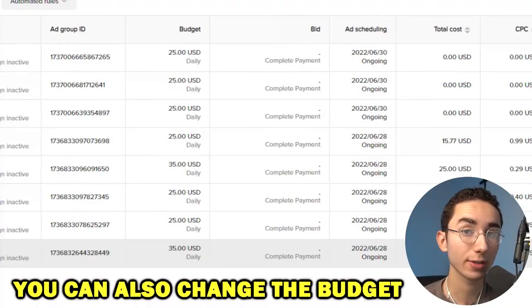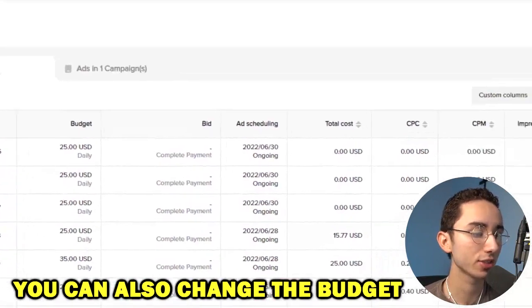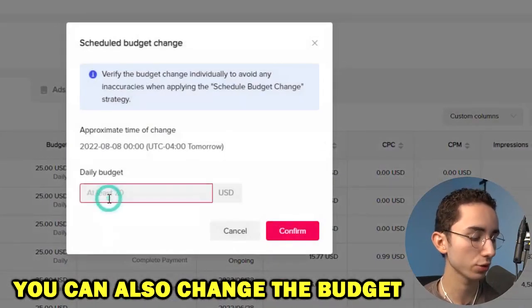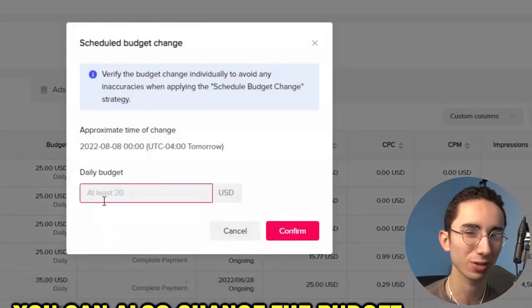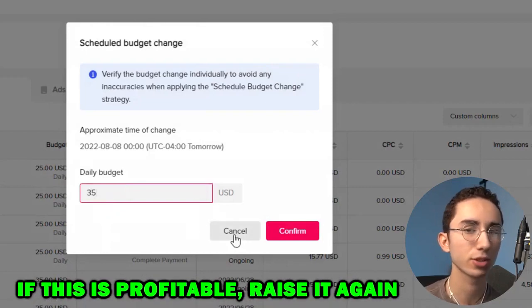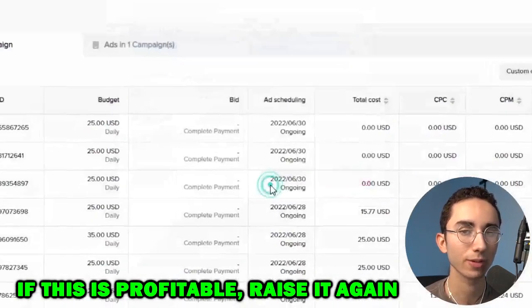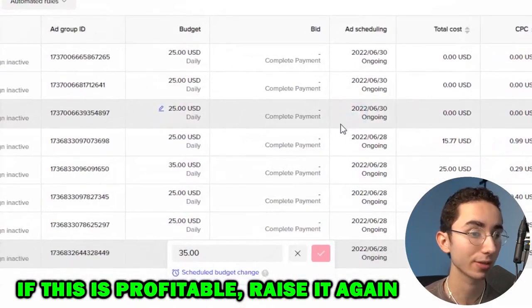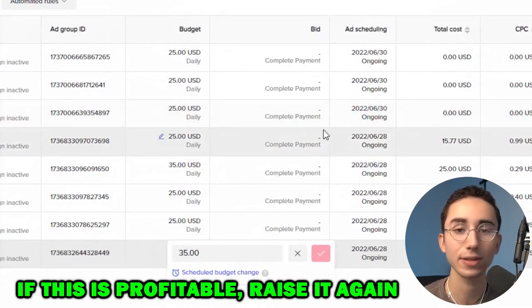But you can also try increasing daily budgets, which this is something we did on this account right here. And what you can do is just do a scheduled budget change, and then usually you have to increase by at least $10. So if we're starting at 25, I would go to 35 and then leave that on for about 2 to 3 days, see if it's still profitable, and if it is, then we can raise it again from 35 to 50, 50 to 75, 75 to 100.